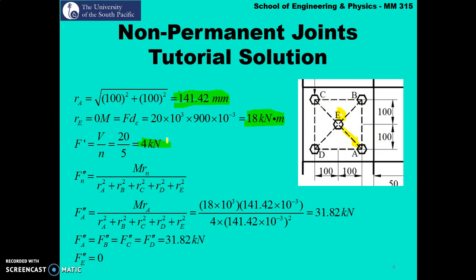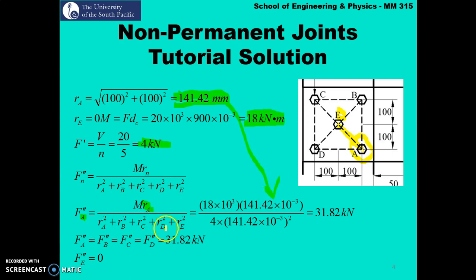Now we can calculate the secondary shear acting on bolt A. So this is bolt A. Your secondary shear on bolt A is given as basically M into Rn divided by Ra squared plus Rb squared plus Rc squared plus Rd squared plus Re squared. Since we're looking at the secondary shear on bolt A, the distance becomes Ra over here. Your moment is 18 kilonewton meter. The distance Ra, which is the distance of bolt A from the centroid, is 141.42 mm as calculated over here, converting that to meters.